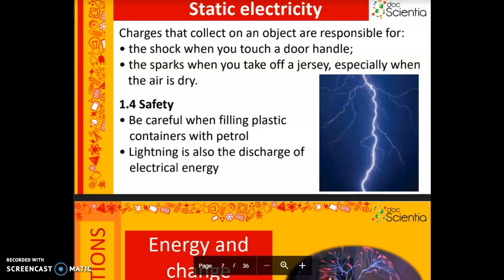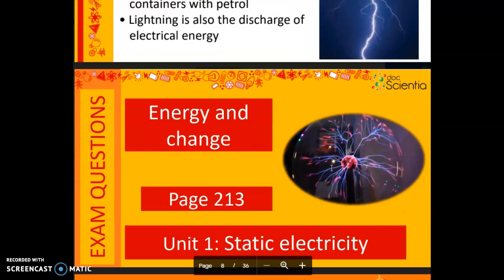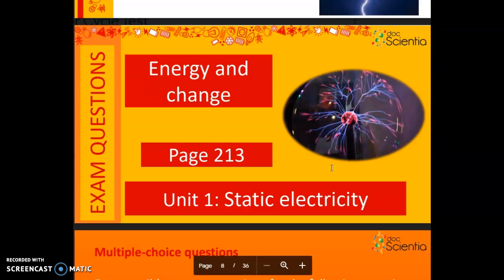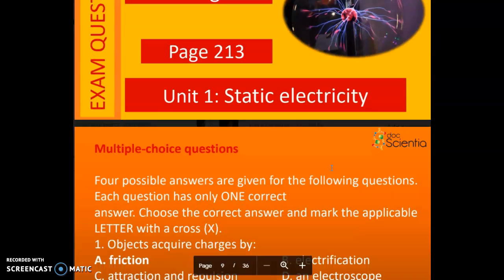It's very important to be safe, so be careful when filling plastic containers with petrol, and lightning is also a discharge of electrical energy. We're going to jump straight into multiple choice questions for static electricity.